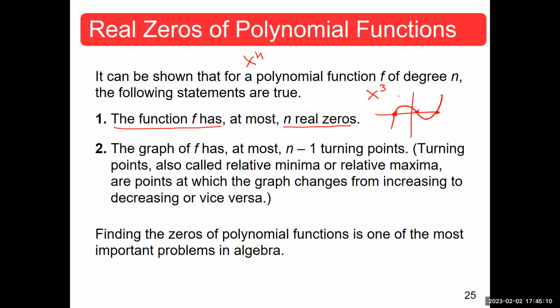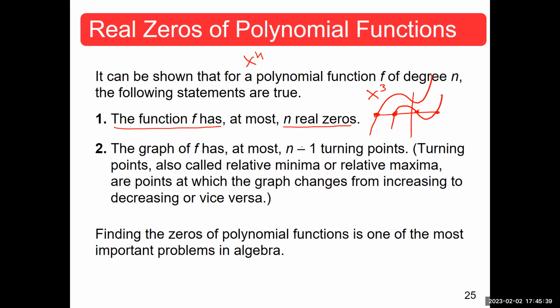It could be less. How come? If the function goes this way, we have only 1 point. So the maximum is going to be based on n. If I have 4, maximum 4. If I have 5, maximum 5. If I have 2, maximum 2. So from the highest power, I can predict how many x-intercepts I will possibly have.